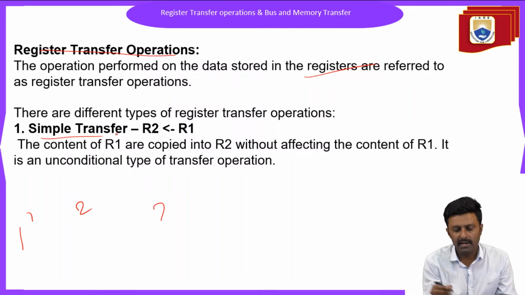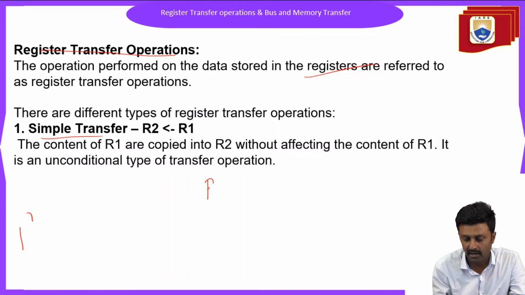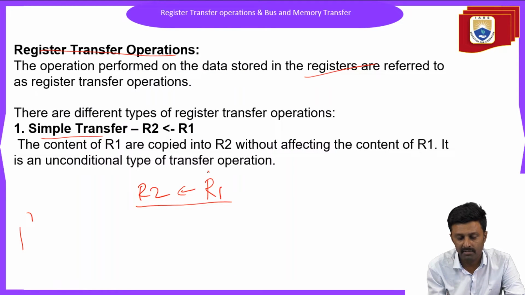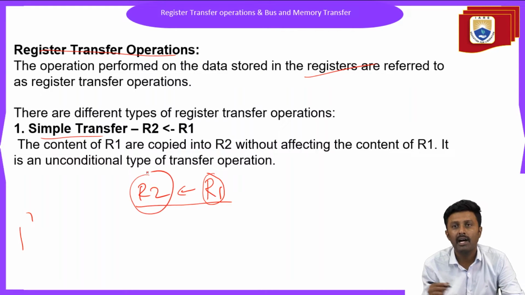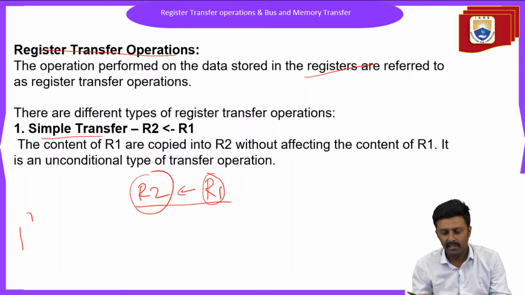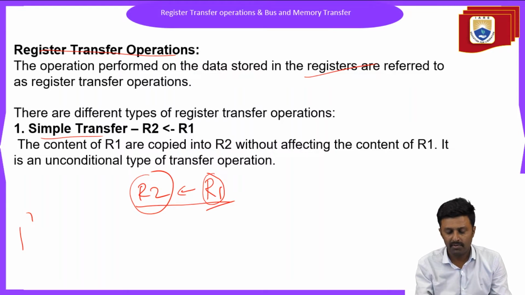The first type is a simple transfer. We'll take one example: the content of R1 arrow towards the left side R2. This is an example of the simple transfer. After executing this operation, the content of the register R1 is moved to R2. The content of R1 is copied into R2 and the content will be stored in R2. This is an unconditional type of operation.